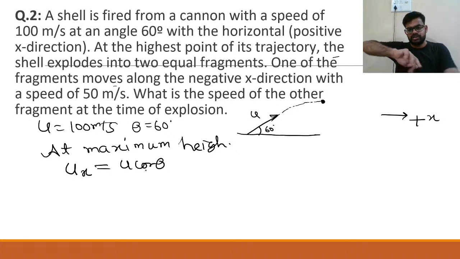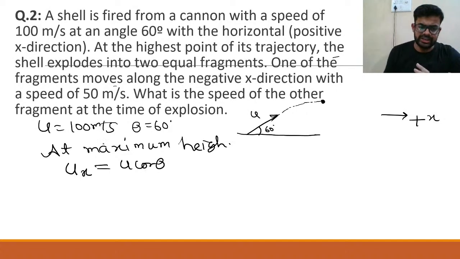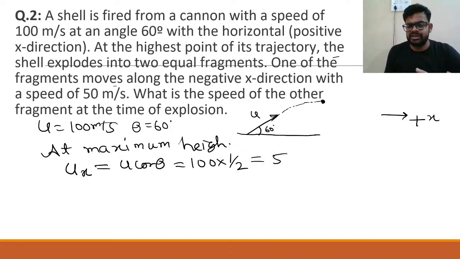That is projectile motion. So during projectile motion, when the particle is at the maximum height, what will be its velocity? Vertical velocity will be 0 and the particle will have only the horizontal component, that is u cos theta. So I have written u cos 60 degree. So u cos theta means 100 cos 60 degree, which is 1 by 2. So directly I will get 50 meter per second.